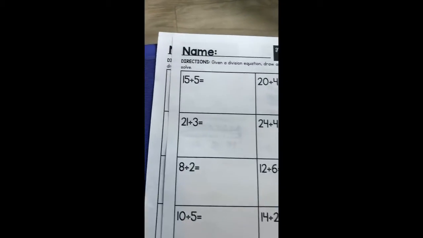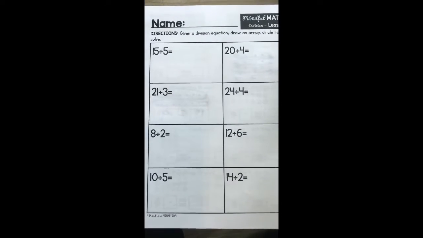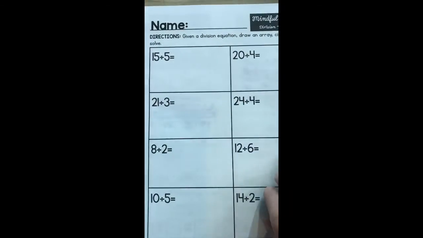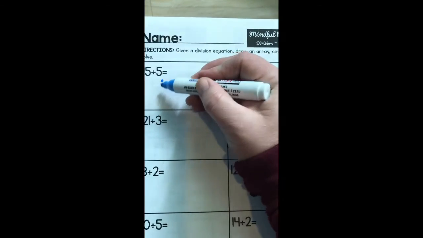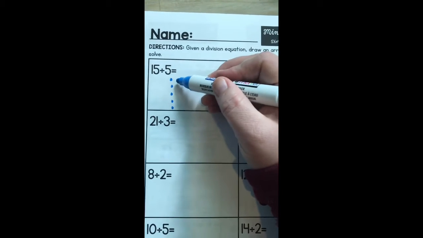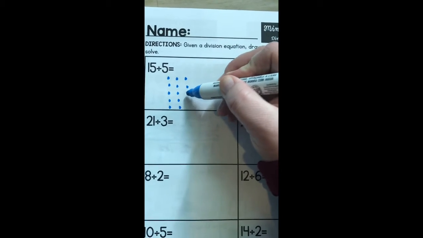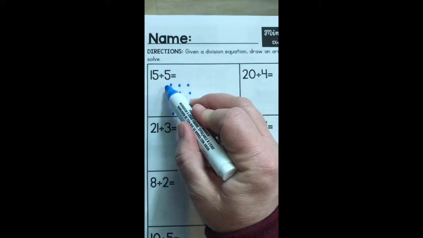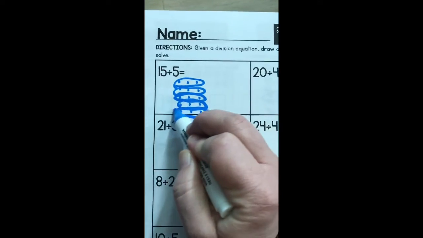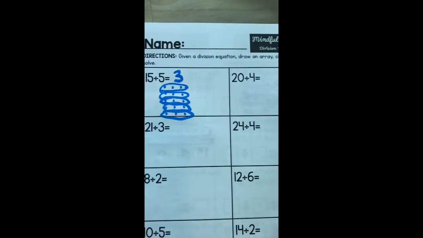And on the last page, you're going to continue making your own arrays to make it match the problem. So let's do this first one over here together. 15 divided by 5. So that means I'm going to have 5 rows. And I'm going to, there's 5, 6, 7, 8, 9, 10, 11, 12, 13, 14, 15. Circle my rows. 2, 3, 4, 5. I have 3 in each row.